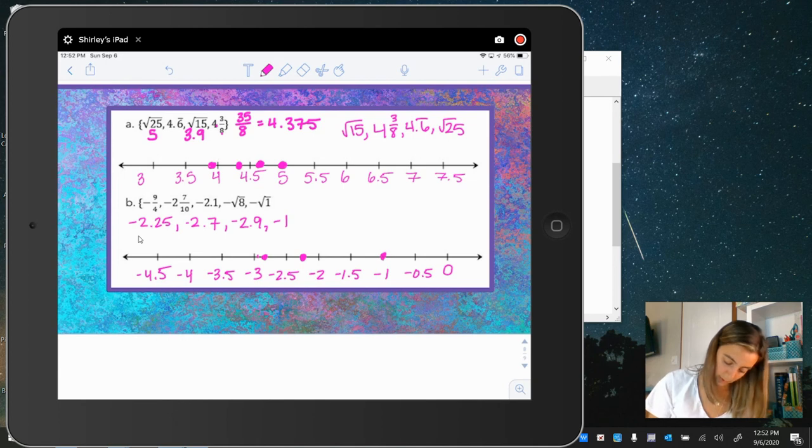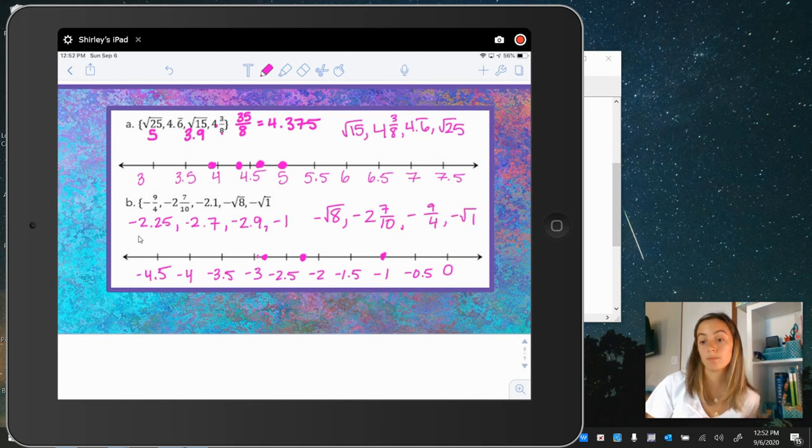So going in order, negative 2.9, that was my negative square root of 8 as my smallest number. And then I had negative 2 7/10. And then I had negative 9/4. And then finally, my biggest number is the square root of 1.